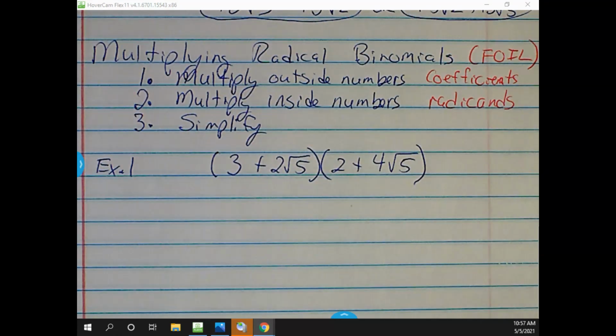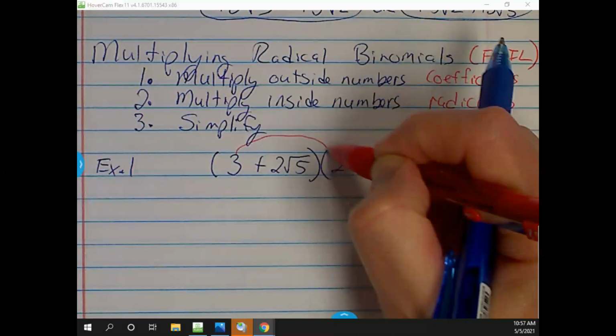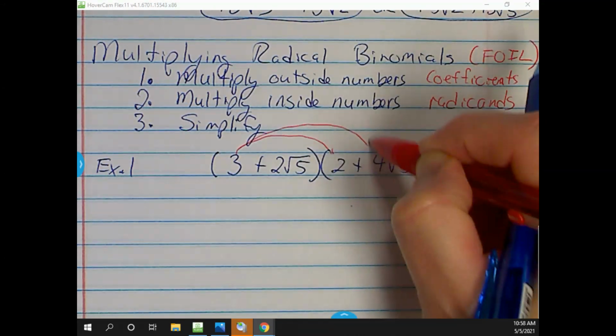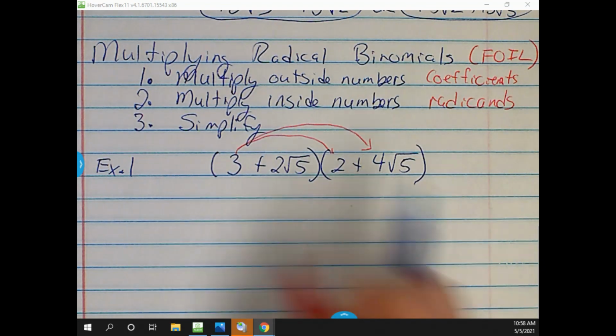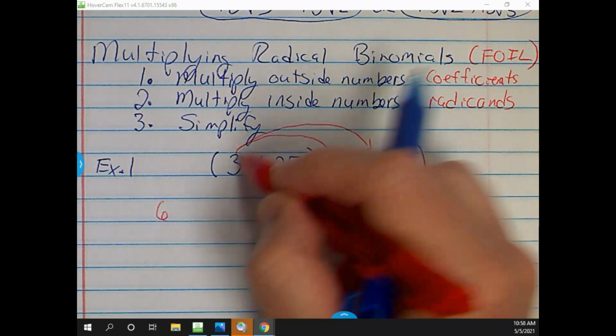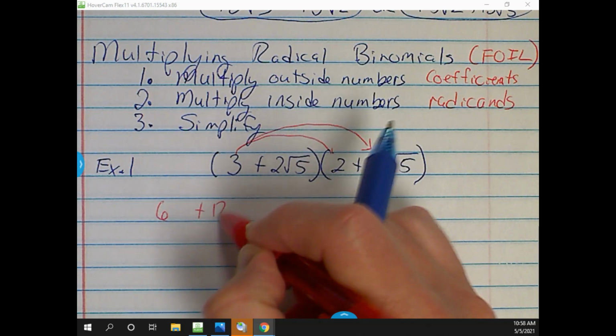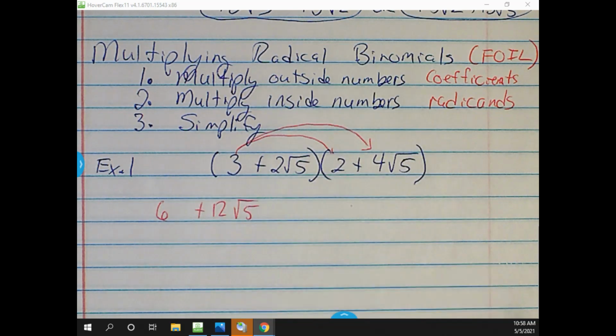Okay, so we'll do 3 or 4 of these just so we can kind of see what's going on with it. So we got 3 plus 2 square root of 5 and then times 2 plus 4 square root of 5. Okay, so it's 3 times 2 and then 3 times 4 square root of 5. So 3 times 2 is 6. Nothing you can do there. 3 times 4 square root of 5 would be 12 square root of 5.